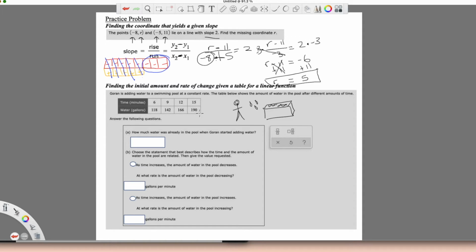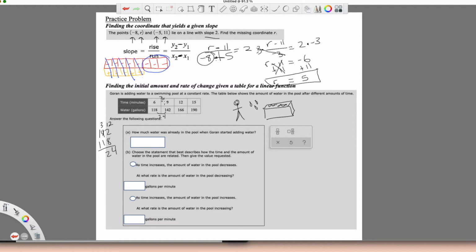So how much water was already in the pool when Goran started adding water? Well, if we think about this, it's not 0. He didn't start at 0, because let's look at between 6 and 9. That's 3 minutes, right? So 3 minutes have passed. How much water has been added in those 3 minutes? If we simply subtract, we can figure that out. I can borrow here. So I get 12. So 4 and 2. So 24 gallons have been added in 3 minutes.